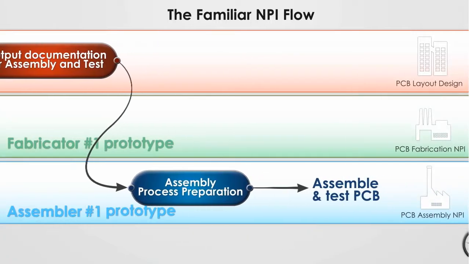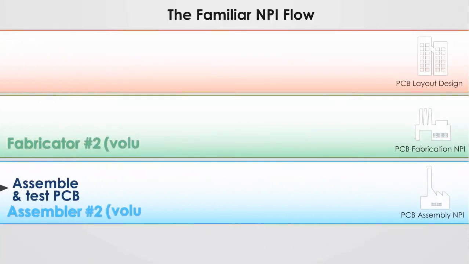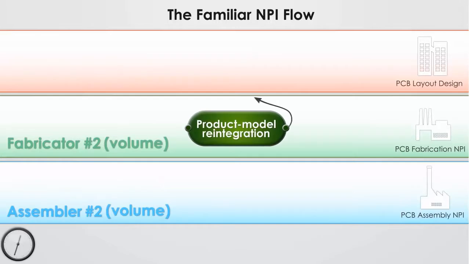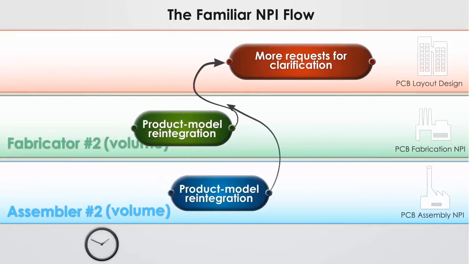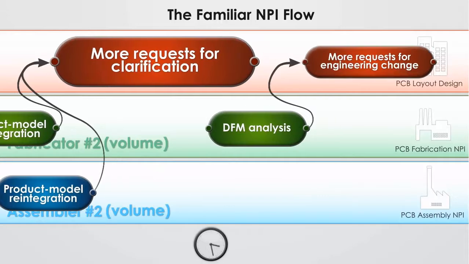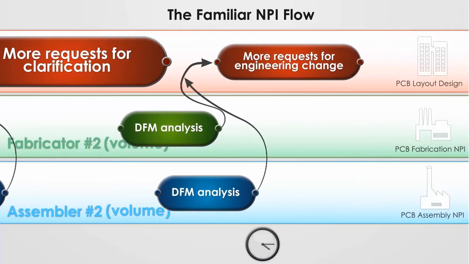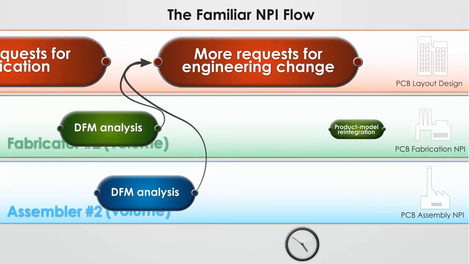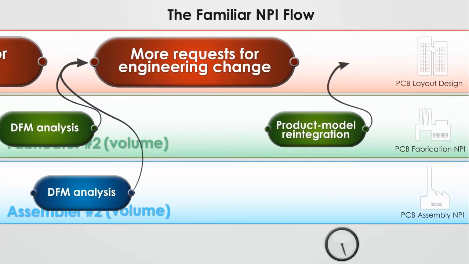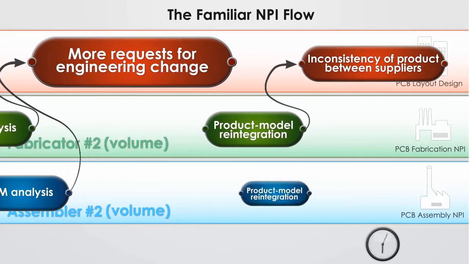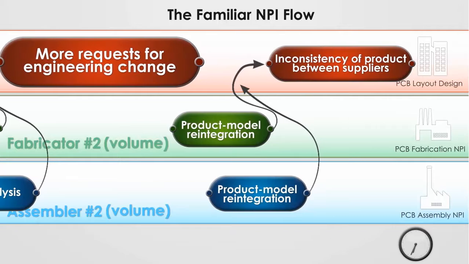As the project moves from the prototype stage to volume production, additional manufacturing service providers will go through similar cycles of product model reintegration, DFM analysis followed by requesting engineering changes, which not only causes further delay and cost escalation, but also the risks to quality increase as a result of so much product model reintegration work taking place at the manufacturing level.